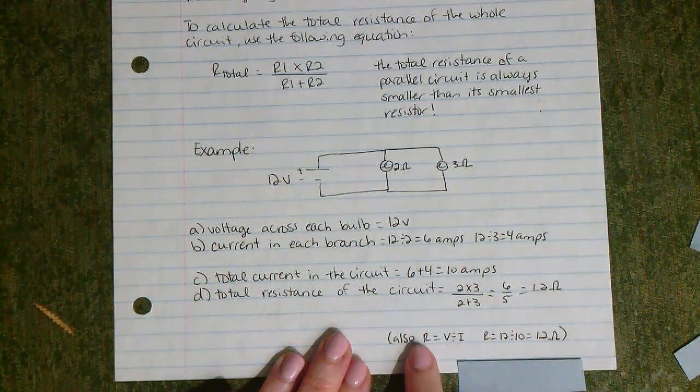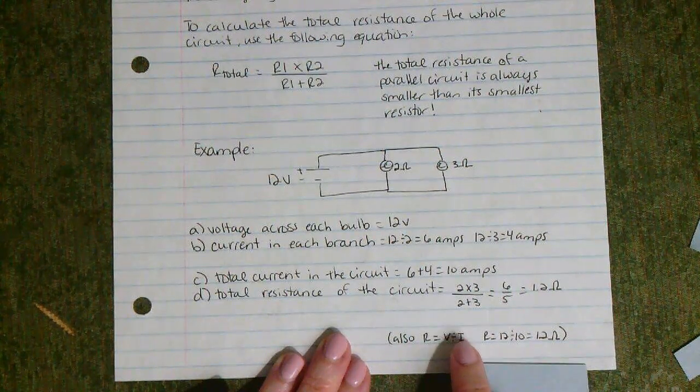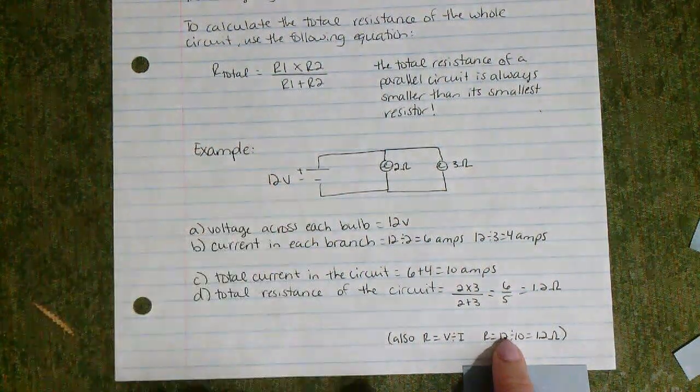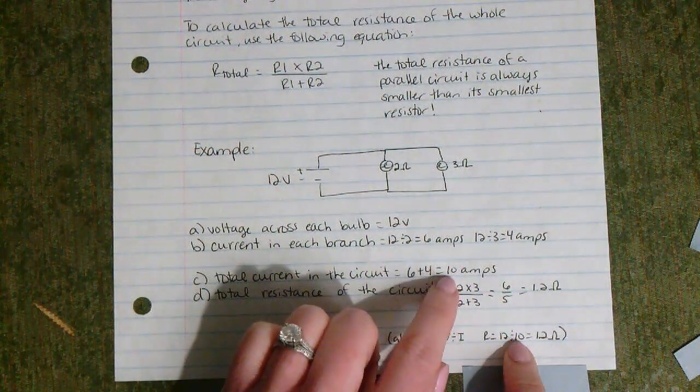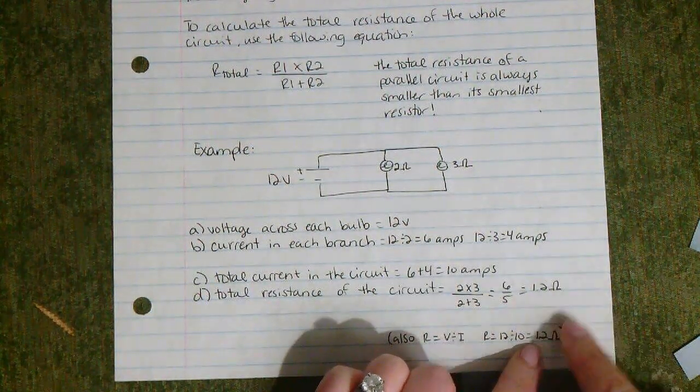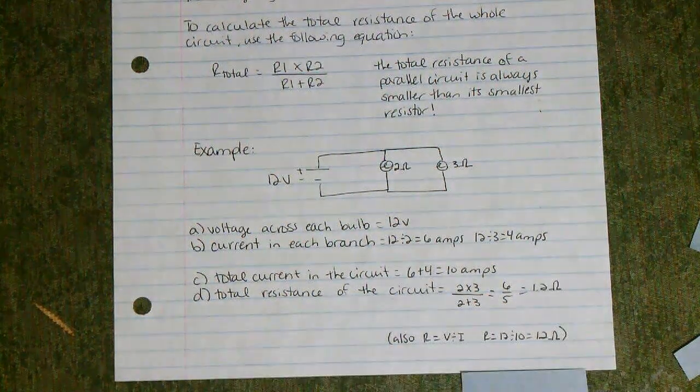Another way that you can do this is you can use Ohm's law. Remember that resistance, if we rearrange our triangle, is equal to voltage divided by current, okay? So if I have the voltage, which is 12 from my battery, and I know that my current here is 10, I could do 12 divided by 10 to give me 1.2 ohms, okay? So that works both ways. And so that's the math that I could do for a parallel circuit.